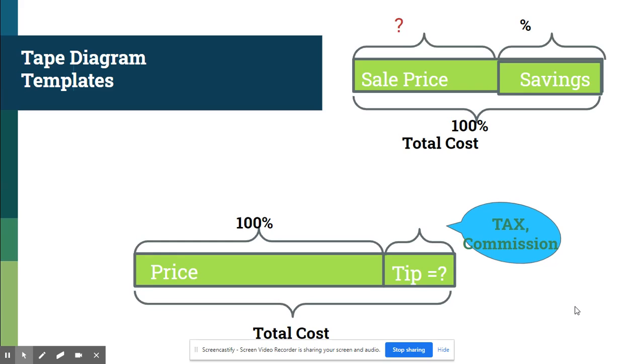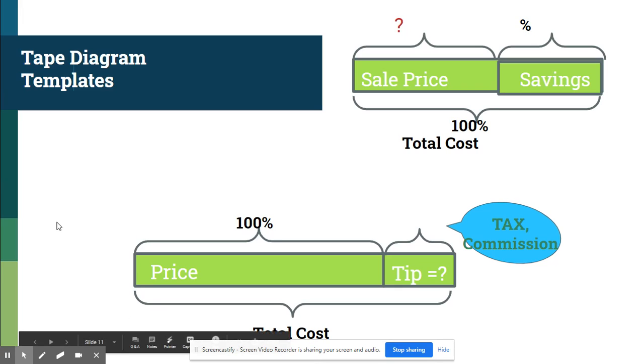It works for original cost problems. It works for percent reduction, percent decrease problems, any time that you're going to take something off a total. And the bottom one works for any time you're going to add something to a total. Tax, commission, percent increase. So those two little bar graphs right there, those two tape diagrams, if you can figure out where your numbers go from the problem on either one of those, you'll be able to always solve the problem.